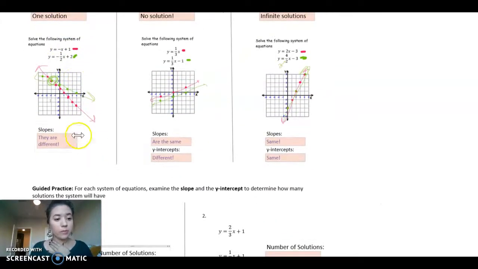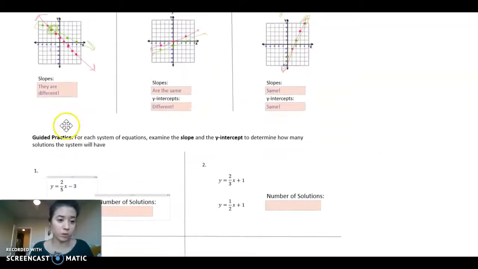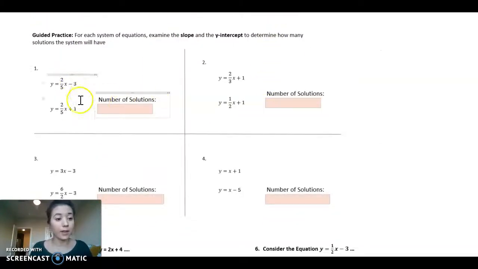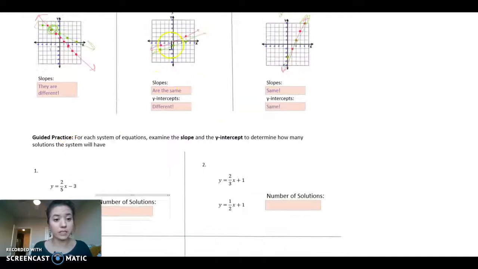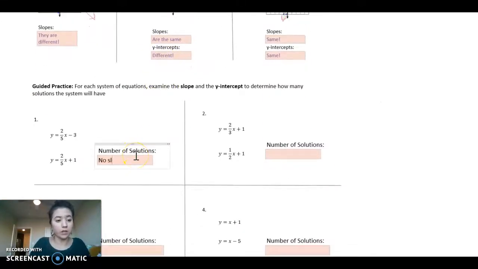Okay, one solution means slopes are different. Well, my slope here is 2/5 and 2/5, so that's slopes are the same. So I know it has to be this one or this one. My y-intercepts are different, so that means it has to be no solution. They're going to start at two different spots, but then go up and over at the same amount each time. They're never going to cross.